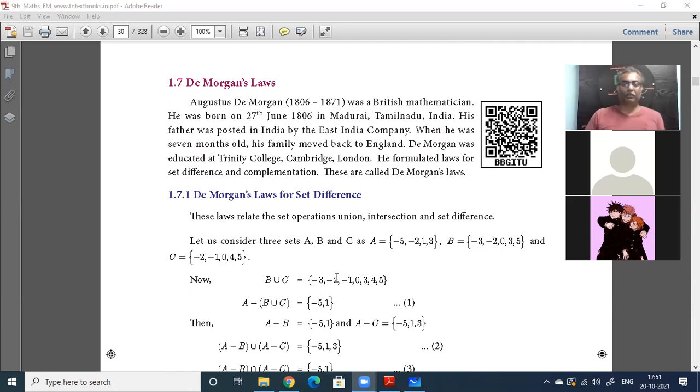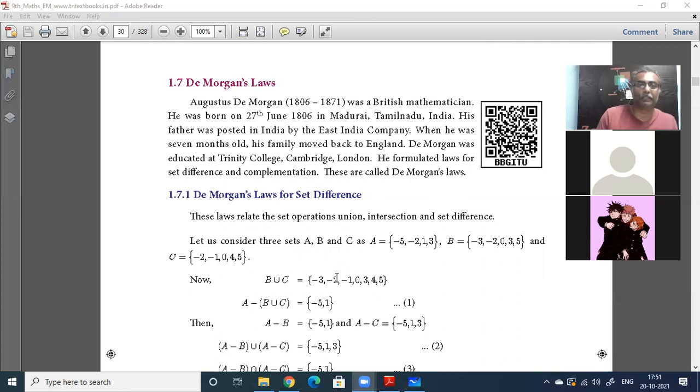1806, that means more than 215 years ago he was born. Imagine, 215 years ago you found out all this, and now only we are studying, and we are finding it very nice to study. His father was posted in India by the East India Company. You know what the East India Company is? History you have read, right? When he was 7 months old, his family moved back to England.